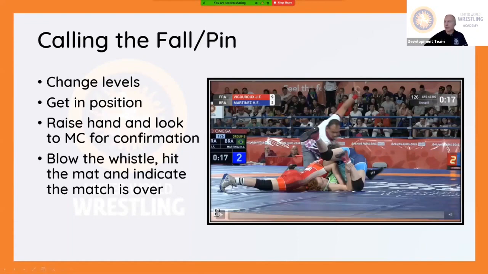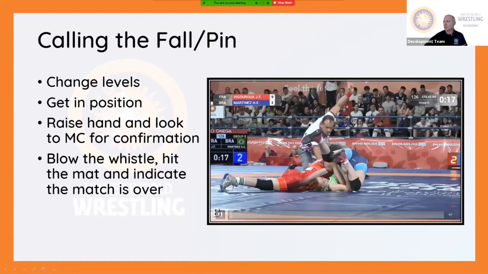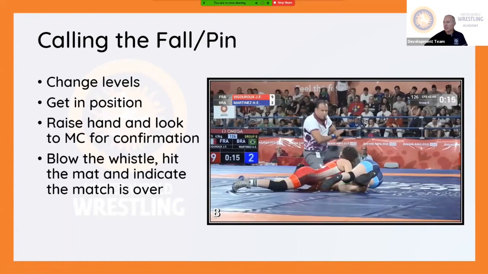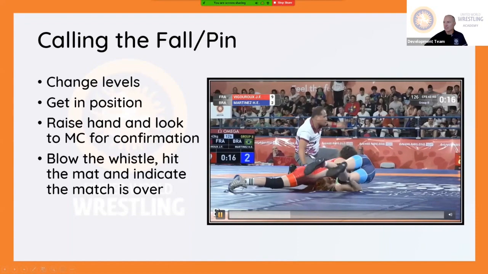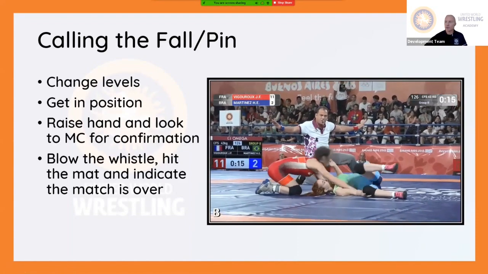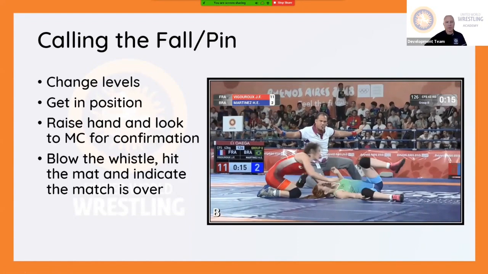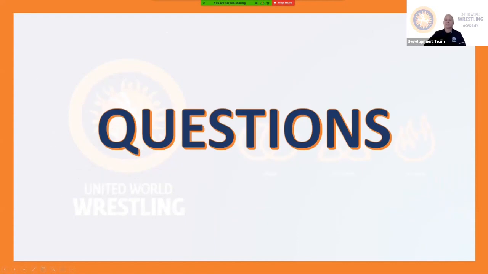So let's see a good example of this from these Olympics. He looks, indicates, again, he was in good position. He had gotten down, he checks, it's very clear. Mat chairman confirms, gets confirmation, blows the whistle, slaps the mat, and indicates that the match is over. So that's just a few of the mechanics that I think are great.